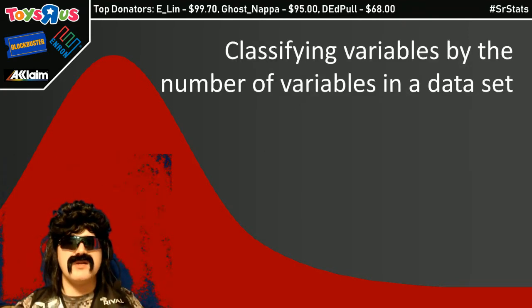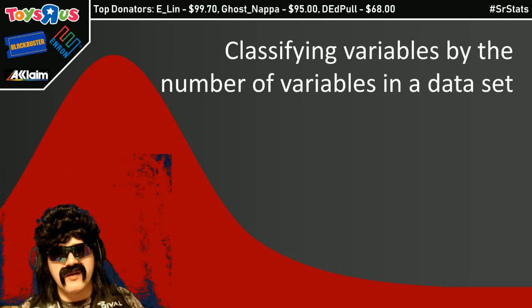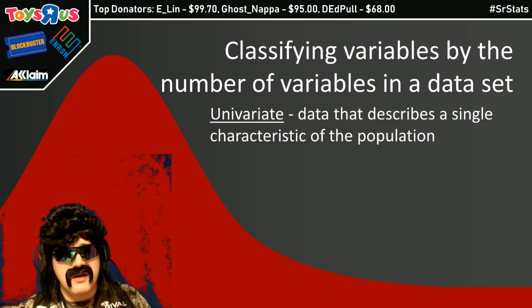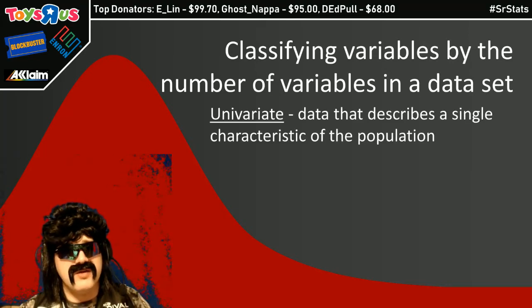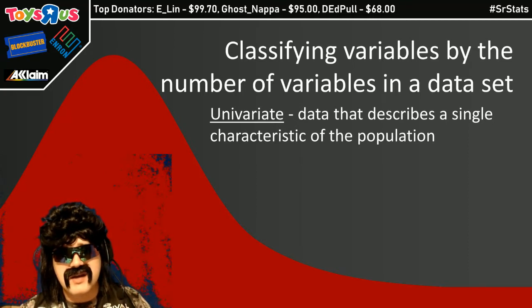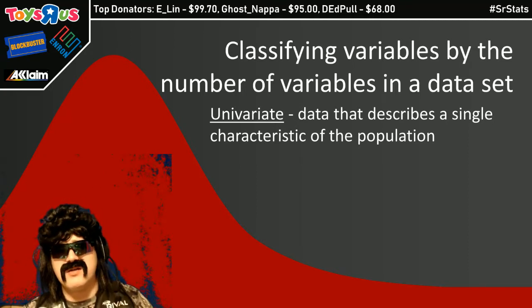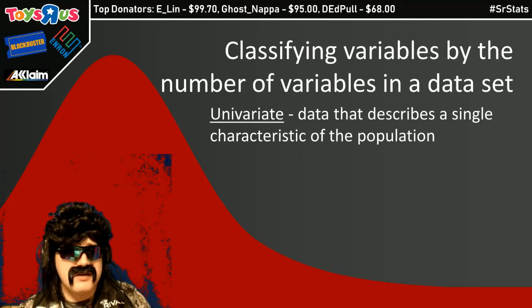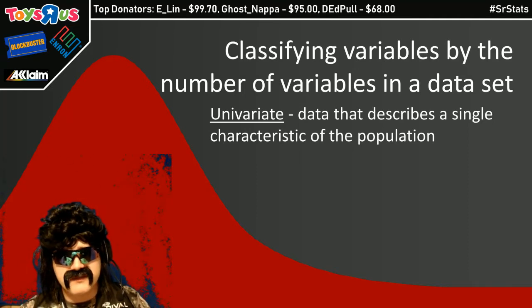Now, you can also classify variables by the number of variables in the data set. Say you wanted to take the sample's weight. If it's just the weight, that would be univariate data. Basically, it's data that represents a single characteristic of the population. You're only looking for one thing, so it's univariate.